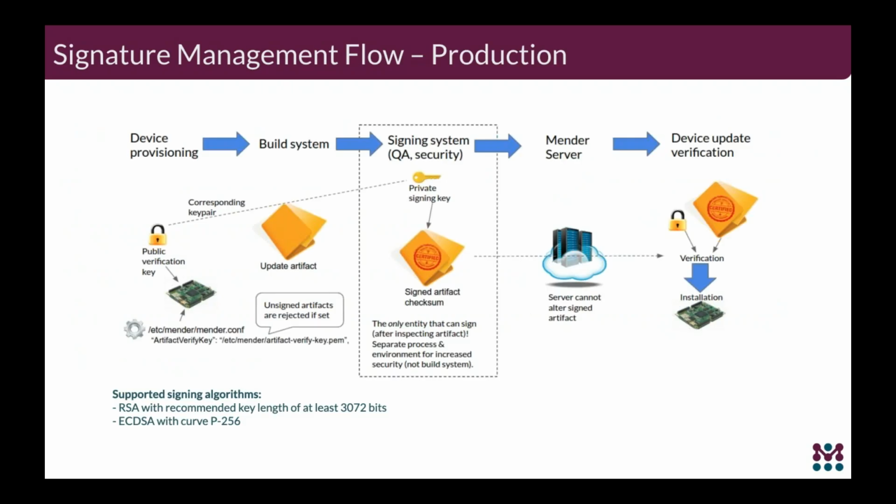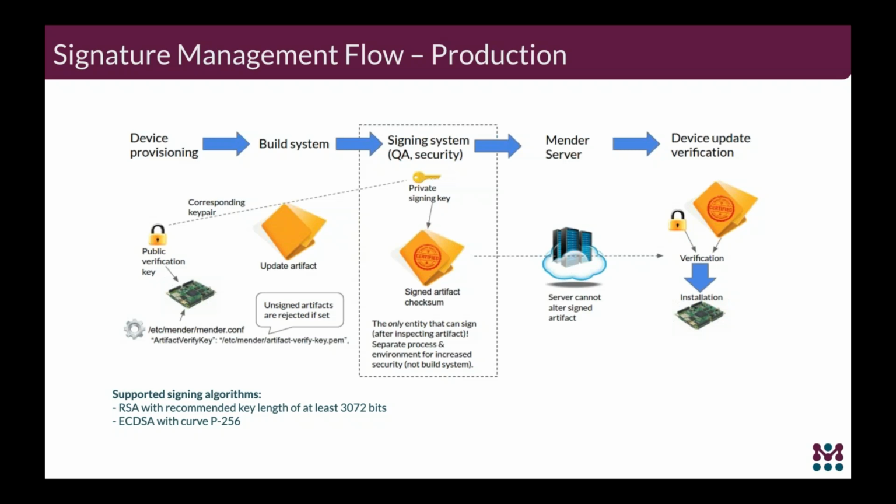So I mentioned briefly that we have a cryptographic signature mechanism built in. Essentially, this is using just standard RSA or elliptic curve DSA, and the key pair, the private signing key never leaves the ideally air-gapped signing system. Exactly how that is implemented is really up to the end user.